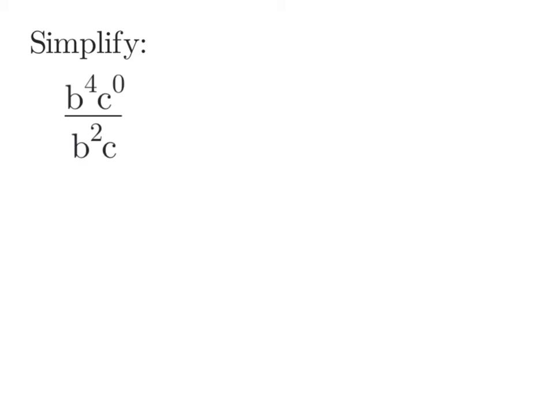So let's try a few examples. If we have b to the 4th, c to the 0, divided by b squared c, when we have these different bases, I've been taking them and splitting them up into 2 fractions, b to the 4th over b squared times c to the 0 over c. And when we simplify each fraction, because we're dividing, we're going to keep the base the same, and then just subtract their powers. 4 minus 2 is 2.